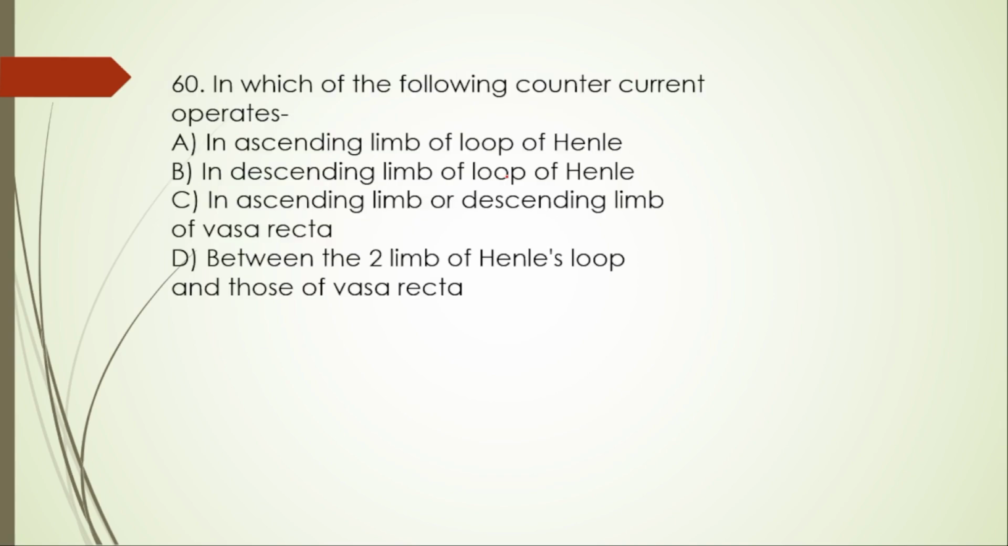Next, 60th one. In which of the following does counter current operate? Counter current operates in the ascending limb of loop of Henle, in the descending limb of loop of Henle, in the ascending limb or descending limb of vasa recta, D. Between the two limbs of Henle's loop and those of the vasa recta. So here the right option is option D.